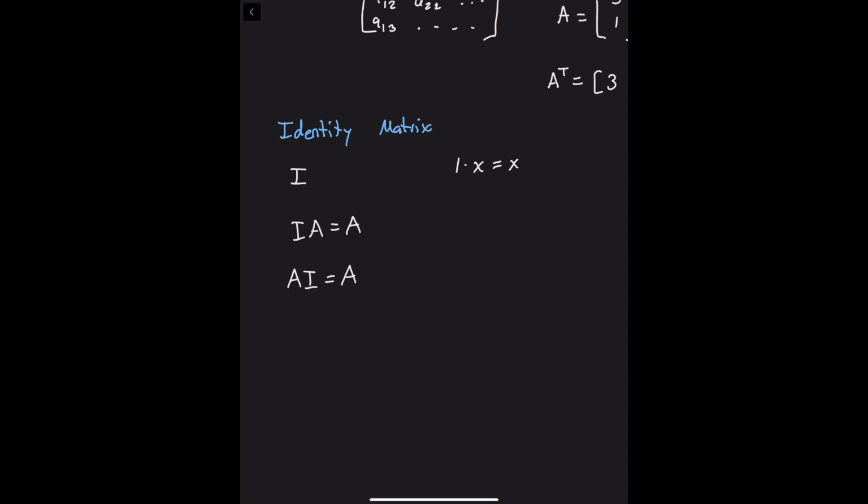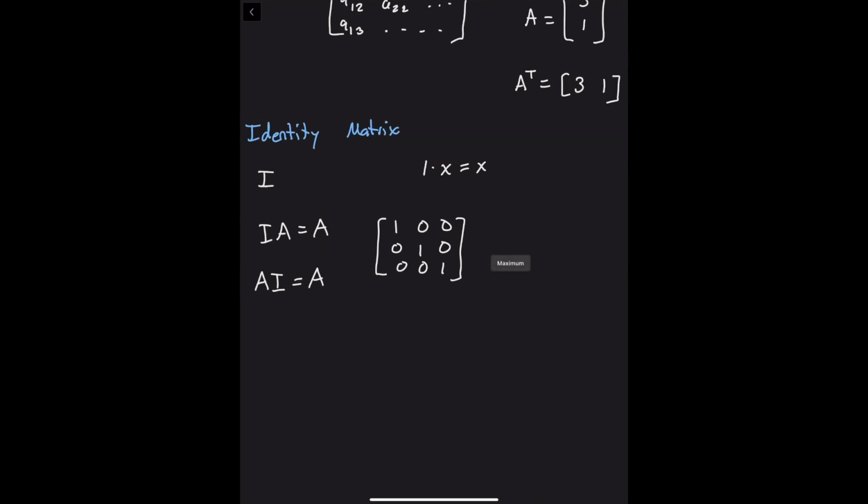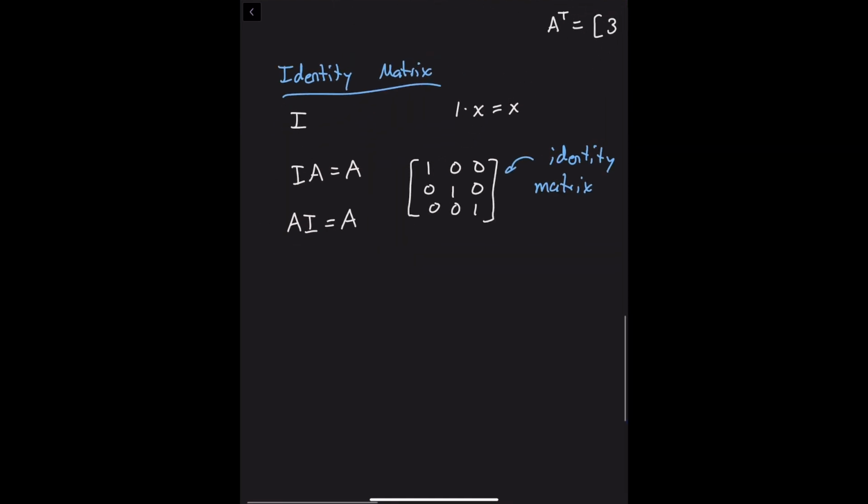Okay? And I'm not going to go through the proof or anything, but this matrix does exist, and it's the matrix where there are all ones down the diagonal. So this is the identity matrix, and we should keep that in mind. There are also things called inverse matrices.